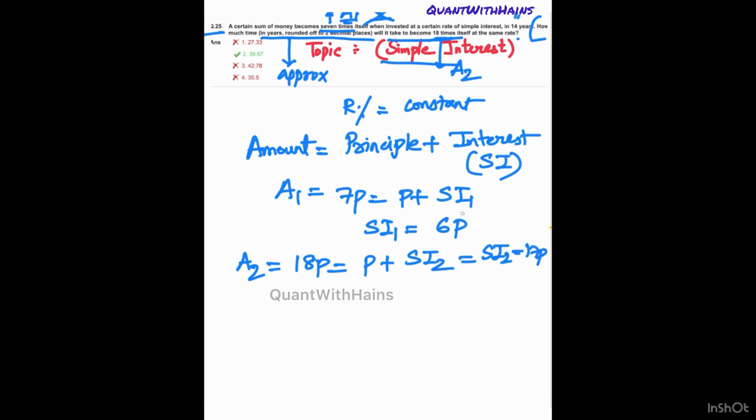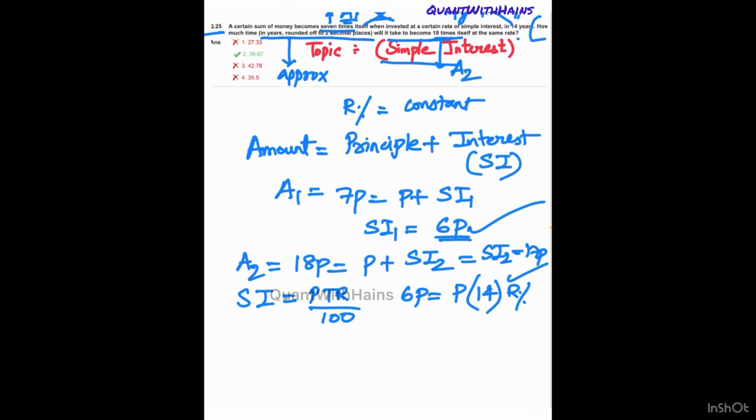So we have two simple interest relationships. As we know, simple interest SI is PTR by 100. From SI1, 6P equals P into the time period, which is 14 years, into R by 100, where R is the rate percentage. From here, what do we get? We get R percentage as 3 by 7.